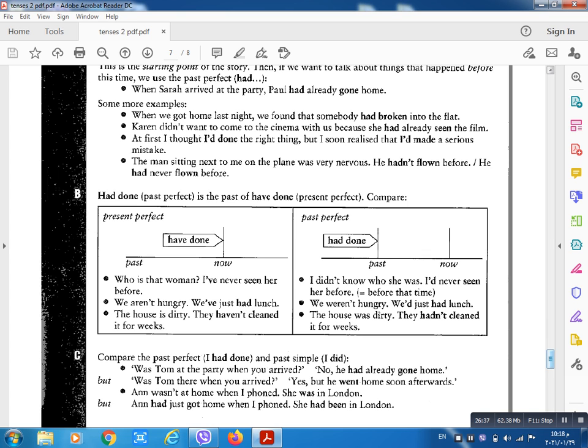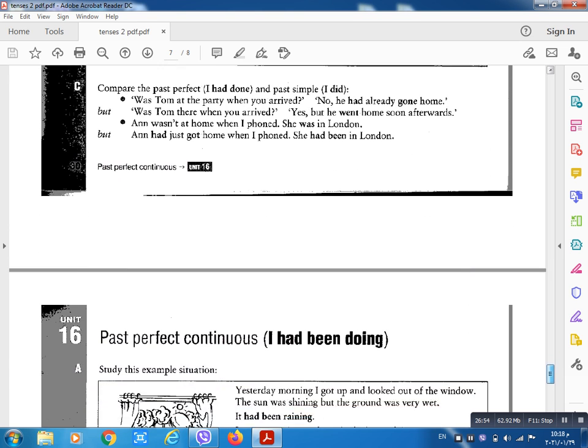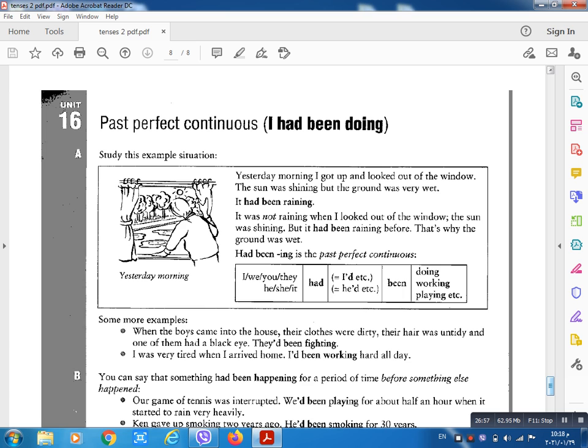The last job of our lecture today is unit 16, past perfect continuous: I had been doing. What about the structure? It is I, which is the subject, or he, she, etc., plus had. Again, I don't have any other choice. I don't have have or has, which I used with the present perfect or present perfect continuous, plus been plus verb plus ing. So again, this is the structure.